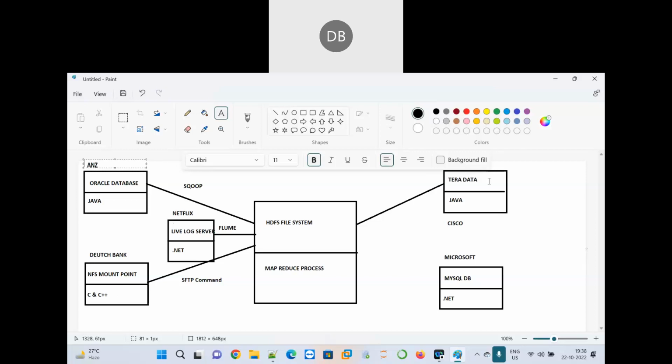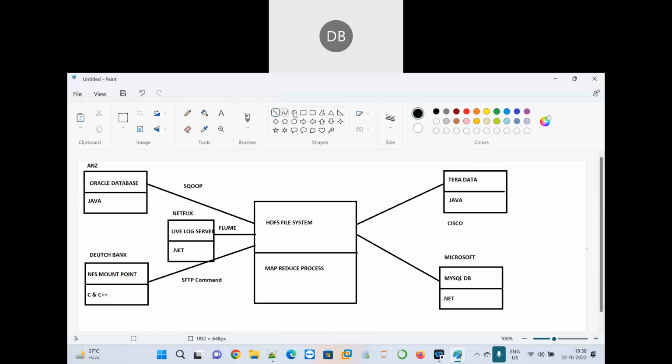There is another client who is using Cisco. Let's say they are using Teradata, with Java as a backend for processing. Another client is Microsoft. Let's say they are using a MySQL database and using .NET to process the data. Okay, so to get the data from different systems, all this data I wanted to process in our Hadoop framework. In this case, we are going to get the data from the Teradata environment.